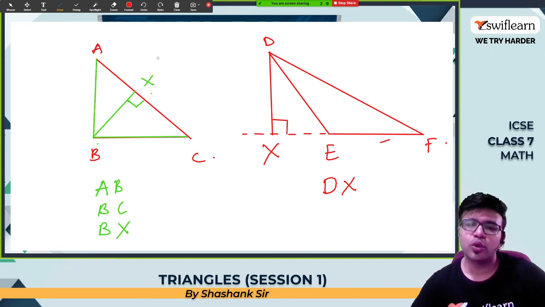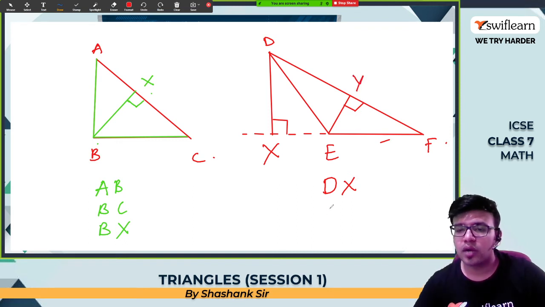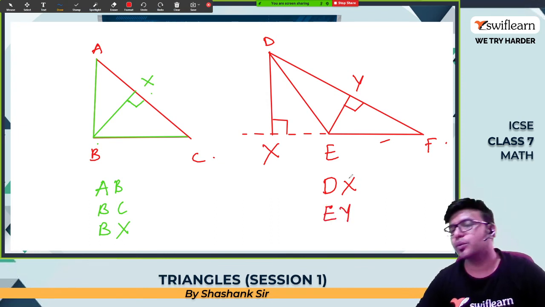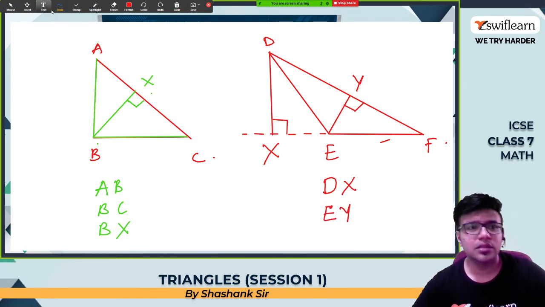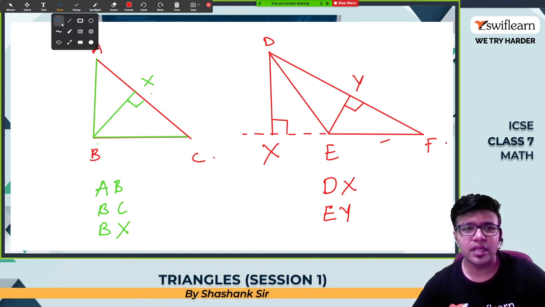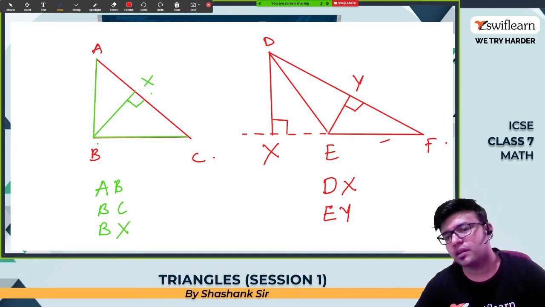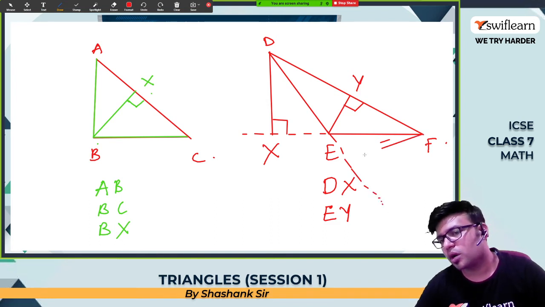So what about one more? Draw like this. This should be perpendicular. So EY is an altitude. EY is perpendicular to DF. So EY is one of the altitudes. And drawing this is also easy. One more thing, extend this line, and draw a perpendicular.